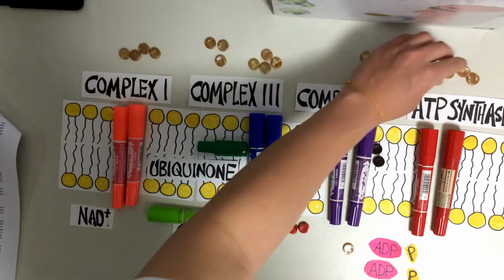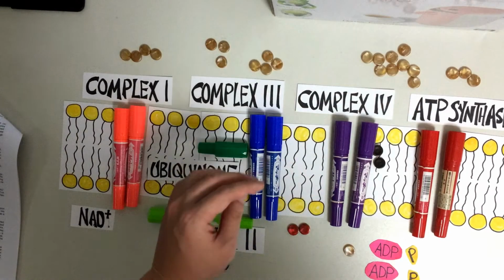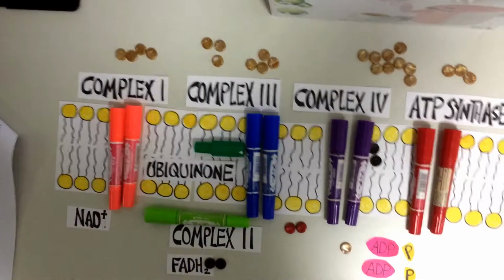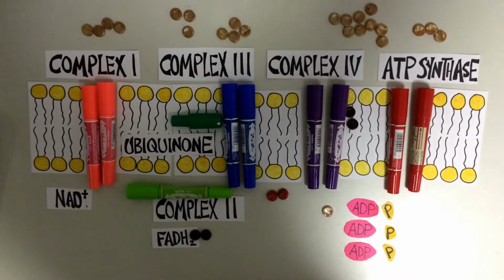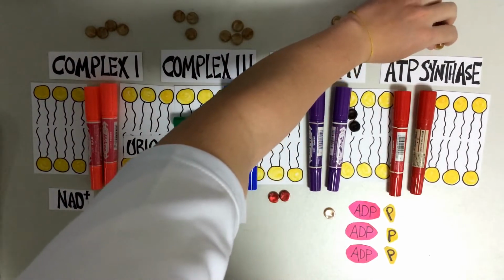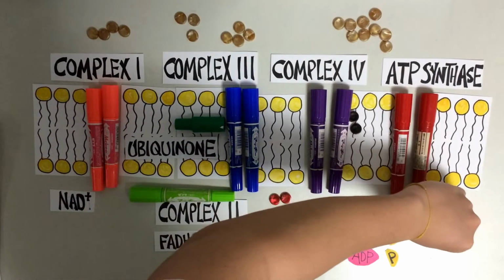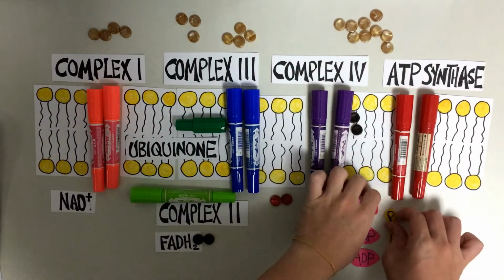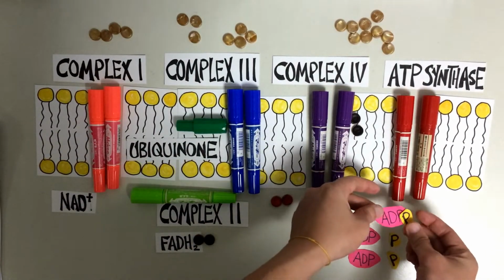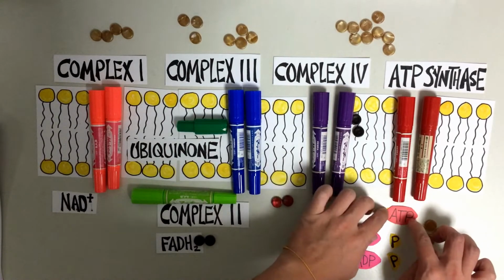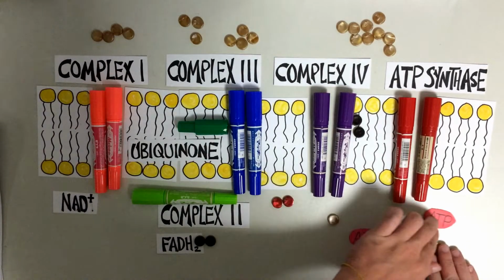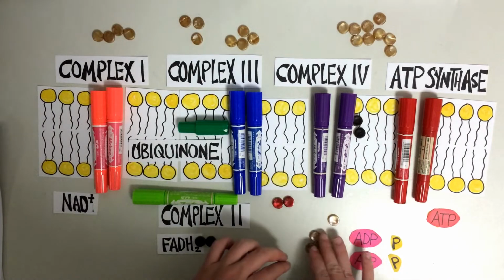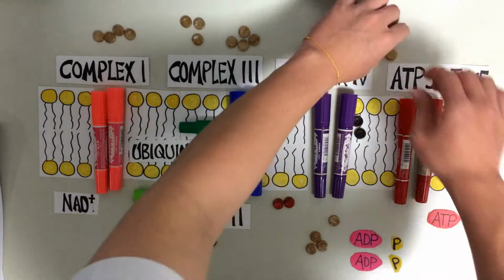3 hydrogen ions equals the synthesis of 1 ATP molecule. So as you can see, this one will move down like this. And when it moves down, it will prompt P and ADP to combine to form ATP, 1 molecule of ATP. Okay? Likewise, so on and so forth.